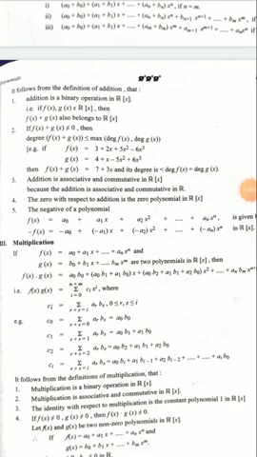Just give a negative sign to each coefficient. Now next we write the multiplication. If f of x is equal to a naught plus a1x plus dot dot dot plus an x raised to the power n and g of x is equal to b naught plus b1x plus dot dot dot plus bm x raised to the power m are two polynomials in R of x, then f of x into g of x multiplication we will see in the next lecture now.